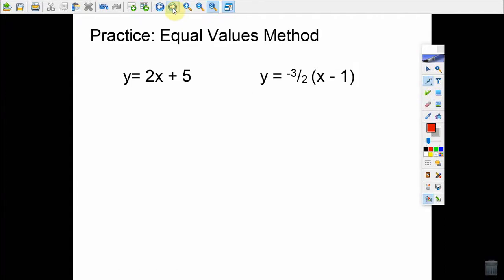Let's look at a sample practice problem here for you. We've got two equations, y equals 2x plus 5 and y equals negative 3 halves times the quantity x minus 1. You'll notice those are both equal to y, which is a perfect setup for the equal values method. So go ahead and solve for both x and y in this equation and have it ready for class.